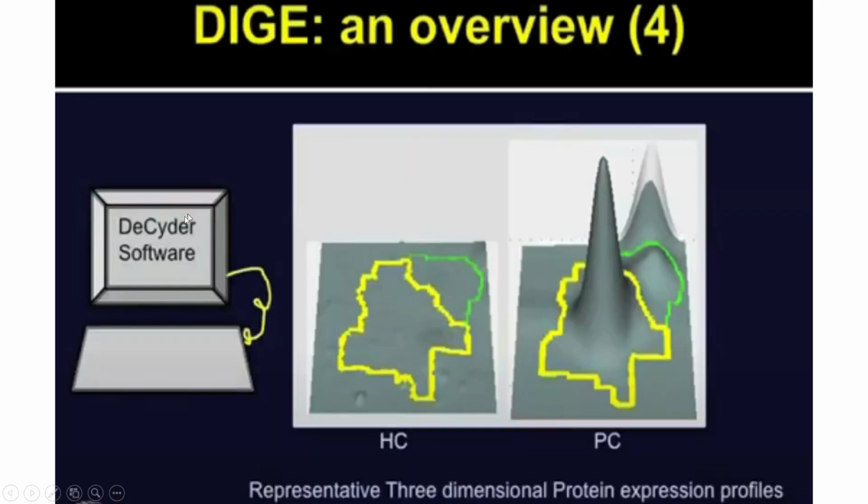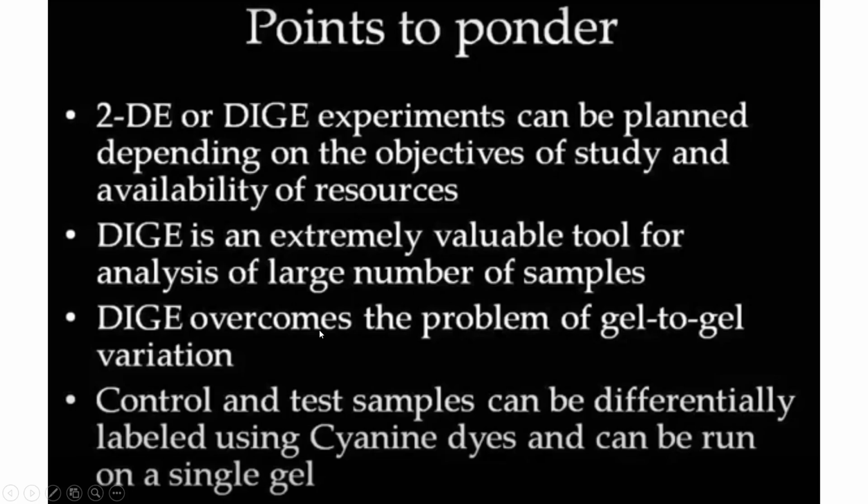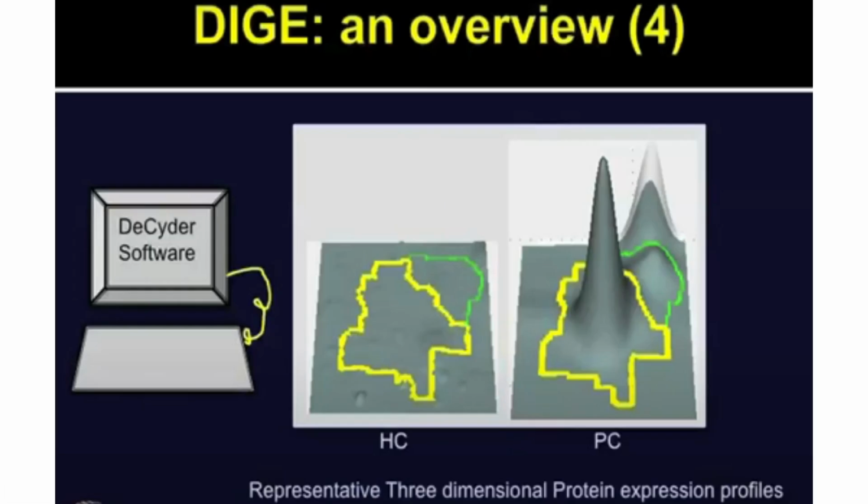Then in the software itself, you will try and understand how dense it is or how not so dense it is. Depending upon that area, it helps you to understand the three-dimensional protein expression profiles in the software, which we call the DeCyder software.